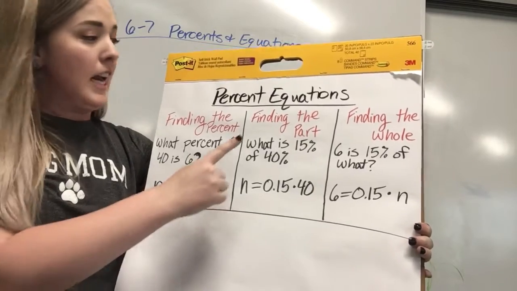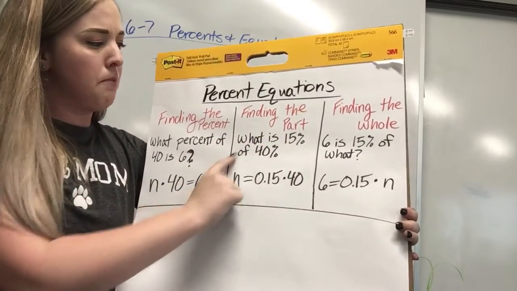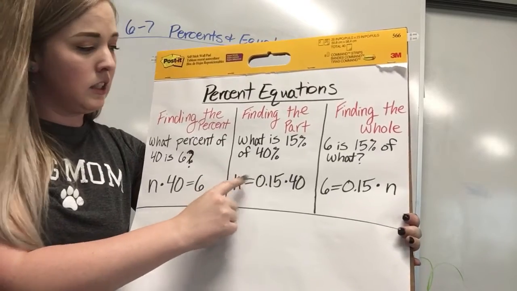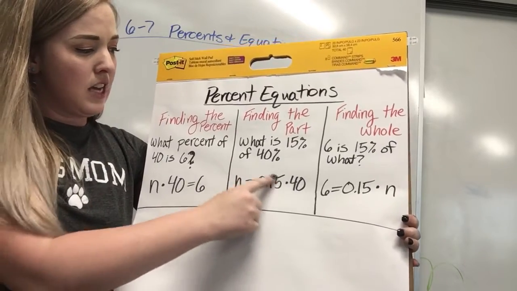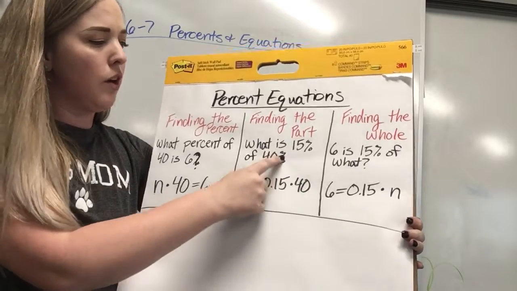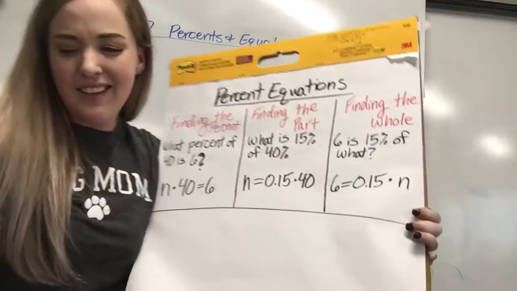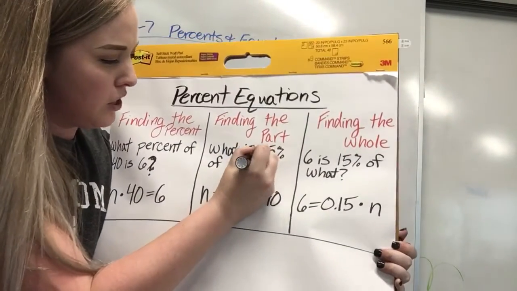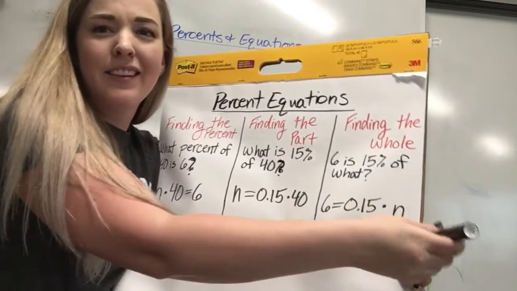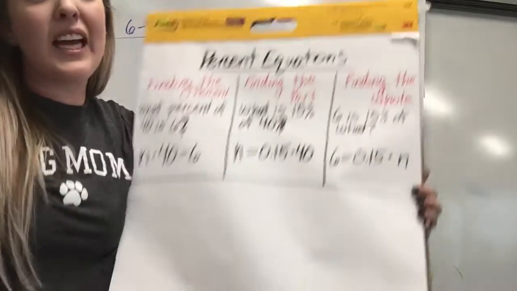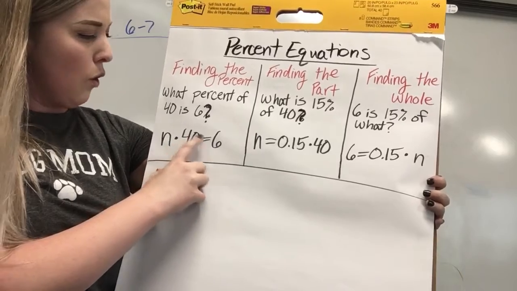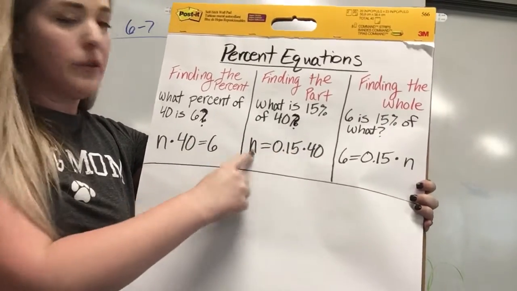Now let's talk about finding the part. What is 15% of 40? Here n, which is the part, equals the percent times the whole. Oh, I just realized I did it again, guys, and I didn't even notice that before I started the video. Let's fix that: question mark. Sorry. Okay, so again, it's still the same. Percent times the whole equals the part.